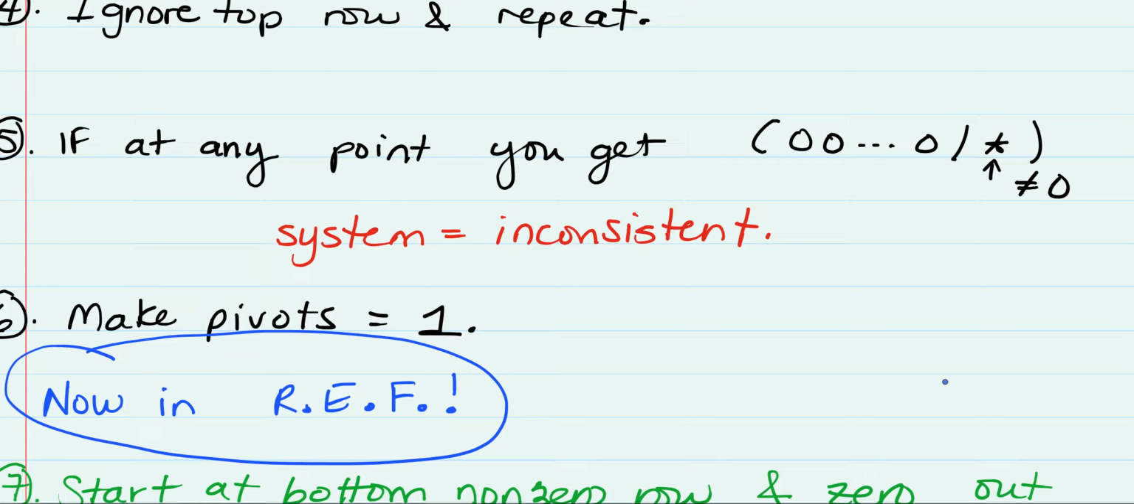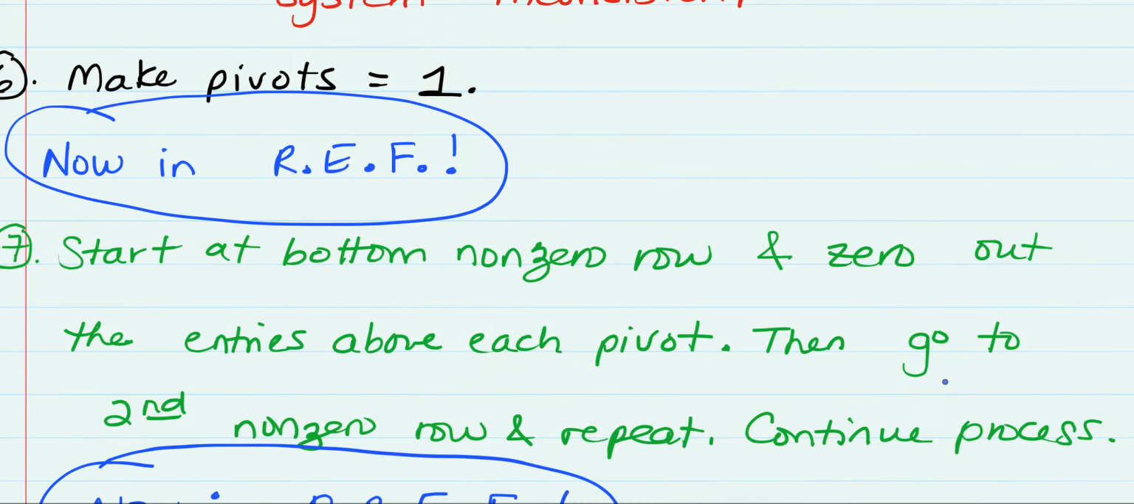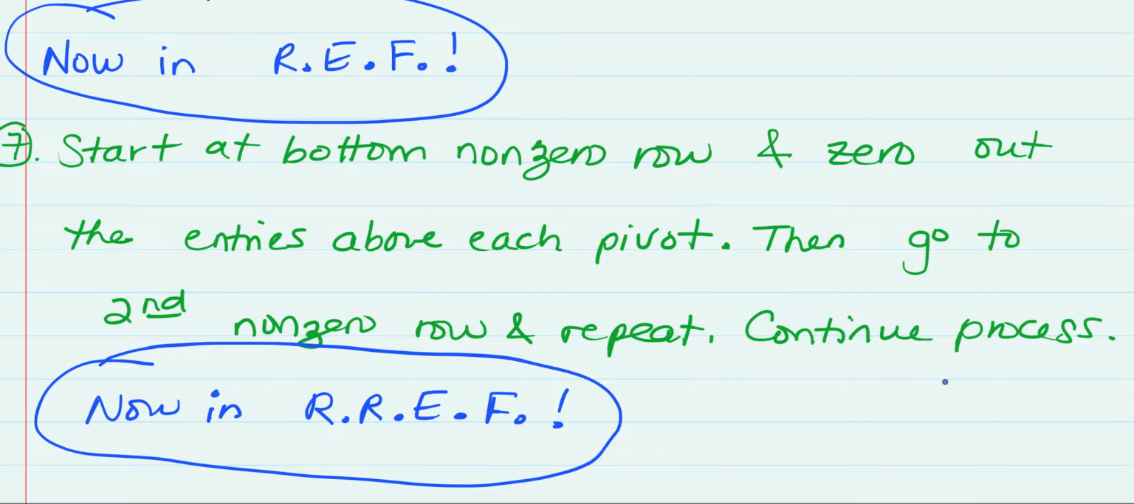Now remember, the difference between reduced row echelon form and row echelon form is you have to zero out the things above the pivots. So to do that, you want to start at the bottom non-zero row and zero out the entries above each pivot. Then you go to the second non-zero row, and you repeat. So you zero out everything above the pivot, and so on. And then you'll have something in reduced row echelon form.